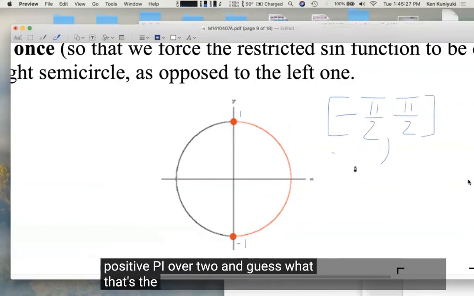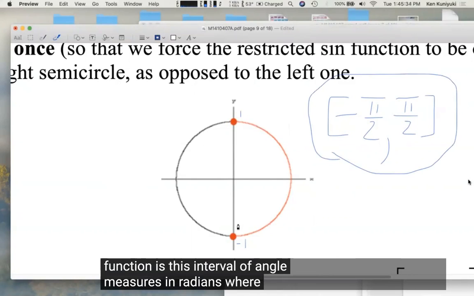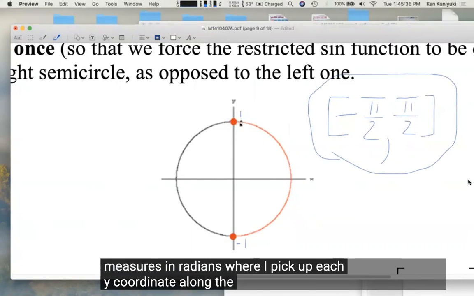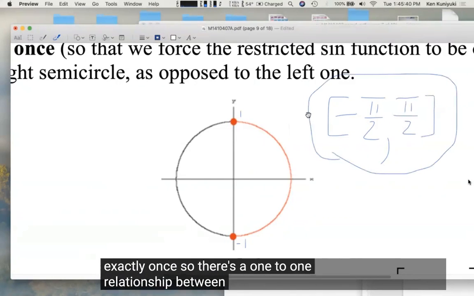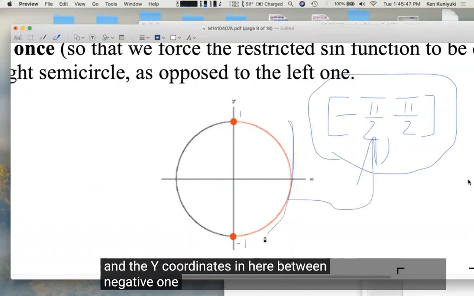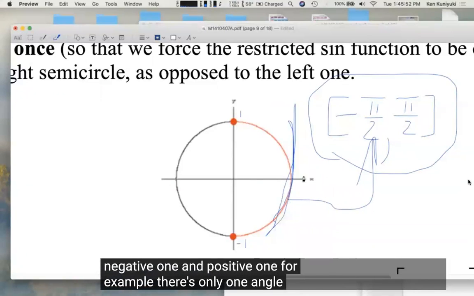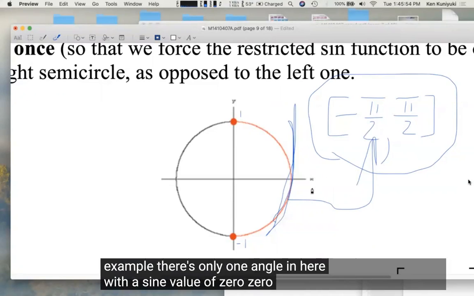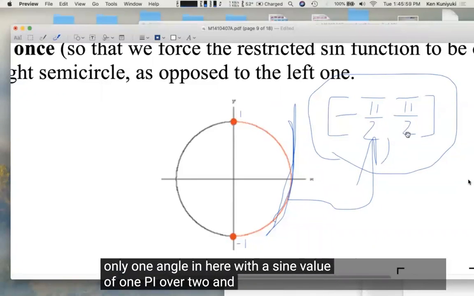And guess what? That's the range for the inverse sine function, this interval of angle measures in radians where I pick up each y-coordinate along the unit circle exactly once. So there's a one-to-one relationship between the angles in here and the y-coordinates between -1 and +1. For example, there's only one angle in here with a sine value of 0, 0. There's only one angle in here with a sine value of 1, pi/2, and so forth.